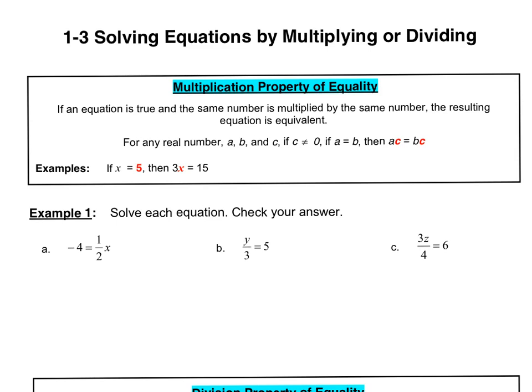This is 1-3, solving equations by multiplying or dividing. So we're going to continue to use inverse operations. So, for instance, in example 1a, we have 1/2 being multiplied to x. So to get rid of the 1/2, we can divide by 1/2.